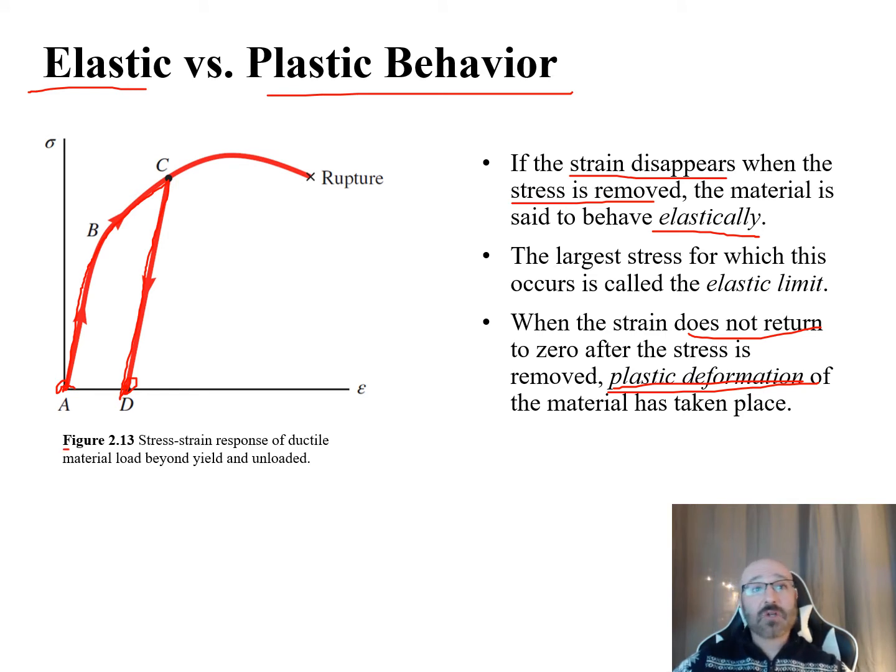So we can see down in figure 2.13, this is going to be a stress strain response or curve here of a ductile material loaded beyond yield and then unloaded. So we go up, we load it beyond the yield to this point C, unload it, and it comes down to D, so therefore we see that plastic deformation. It's gone out of the elastic region and into the plastic region.